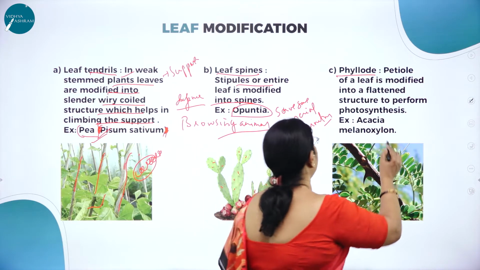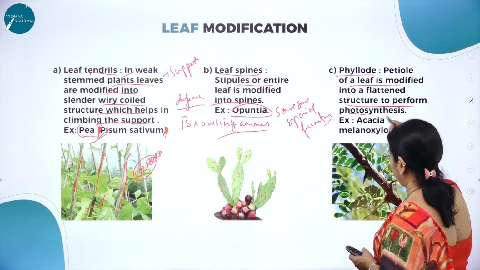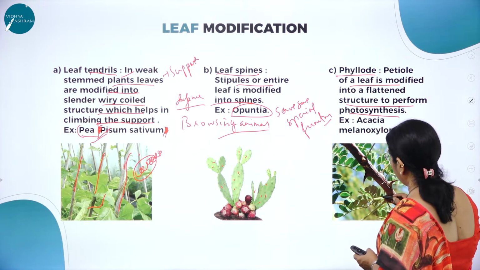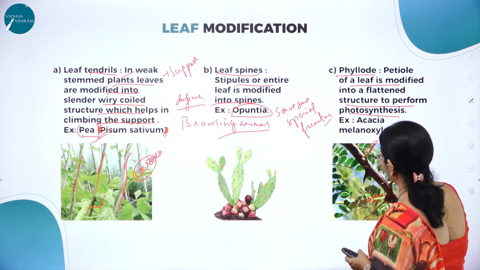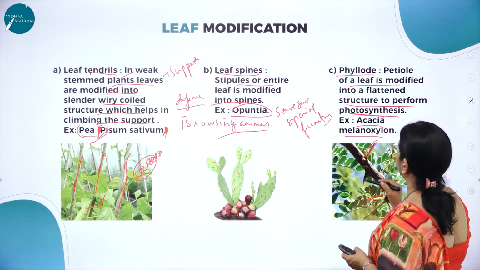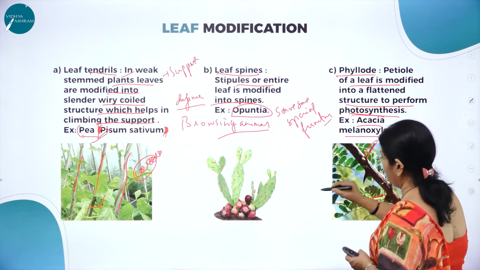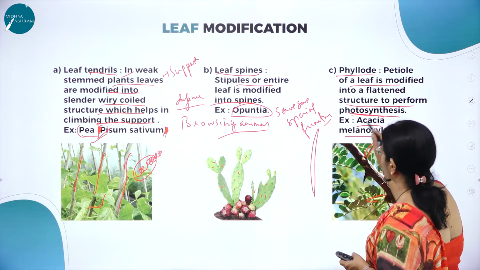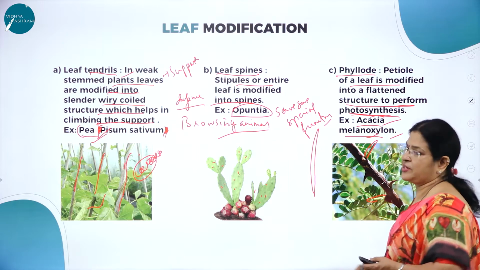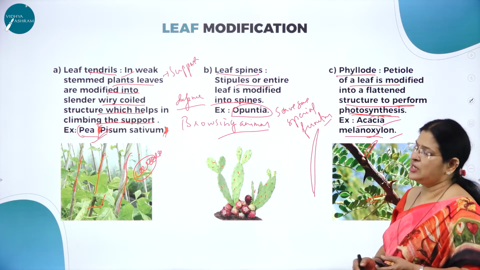Moving on to phyllodes. Here, the petiole of a leaf is modified into a flattened structure to perform photosynthesis. If you happen to see the phyllodes like flattened structures, you can see that in Acacia melanoxylon. So petiole itself is modified into a flattened structure like this, to perform photosynthesis. A classical example you can take is Acacia melanoxylon. So this is about the leaf modification.